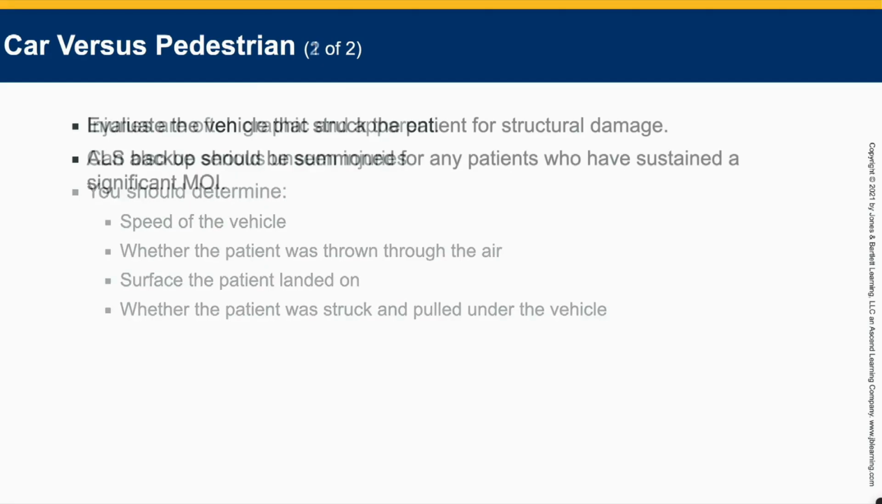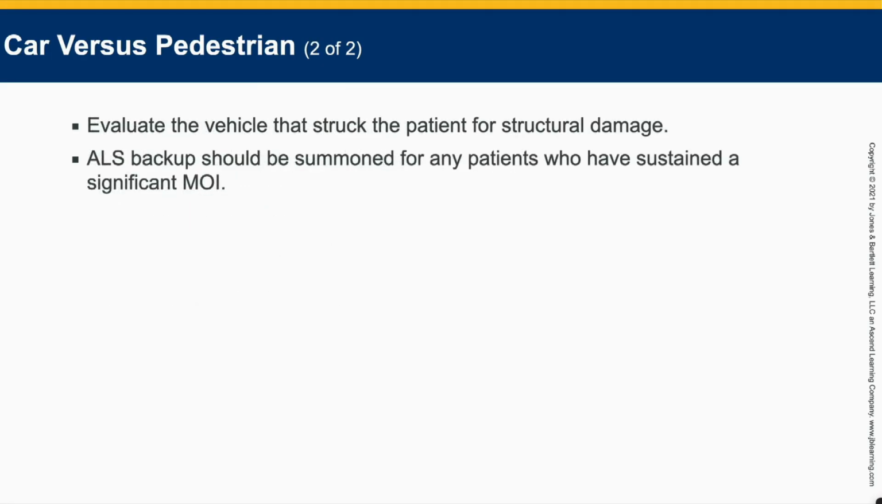To wrap up the car versus pedestrian incidents, don't forget to also assess the vehicle itself. Damage to the vehicle can give you important clues about where the patient was struck and how much force was involved. And because these are typically high energy mechanisms, you should strongly consider the need for ALS. Any patient with a significant mechanism injury like this should be treated as high risk for multi-system trauma.